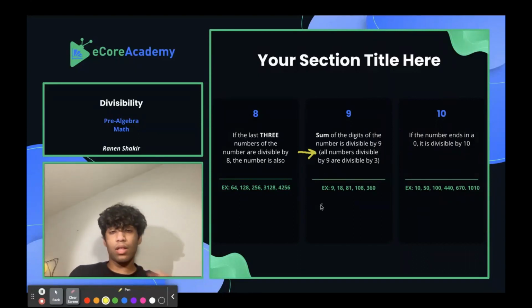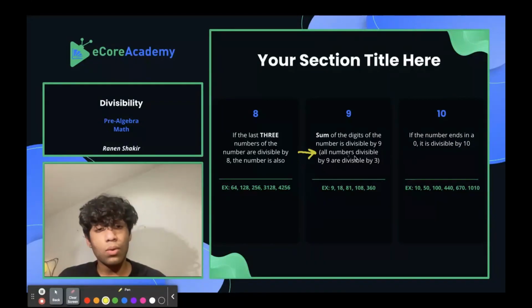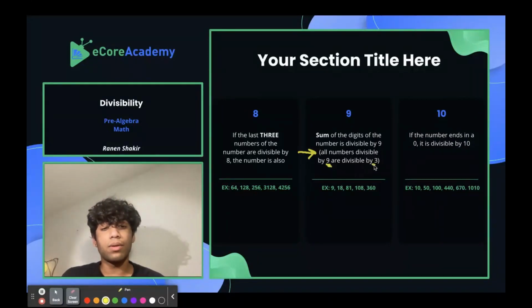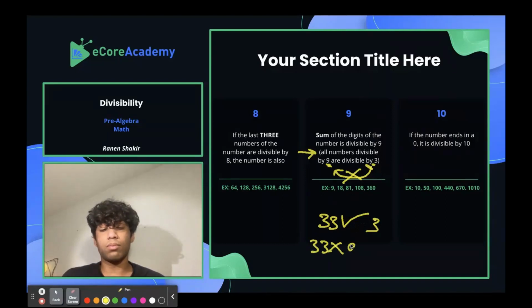But remember, this only works if all numbers divisible by 9 are divisible by 3, not the other way around. It does not work the other way around. Not all numbers divisible by 3 are divisible by 9. So for example, 33 is divisible by 3, but 33 is not divisible by 9.